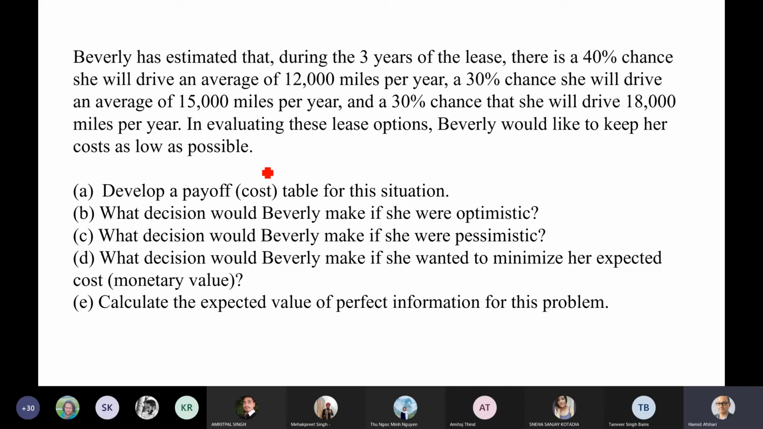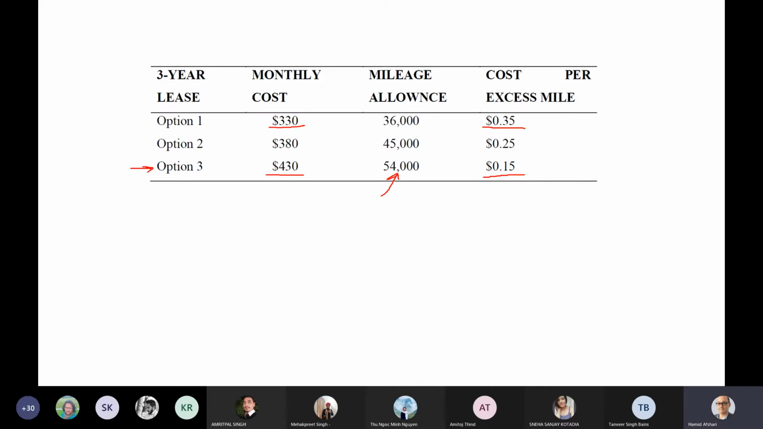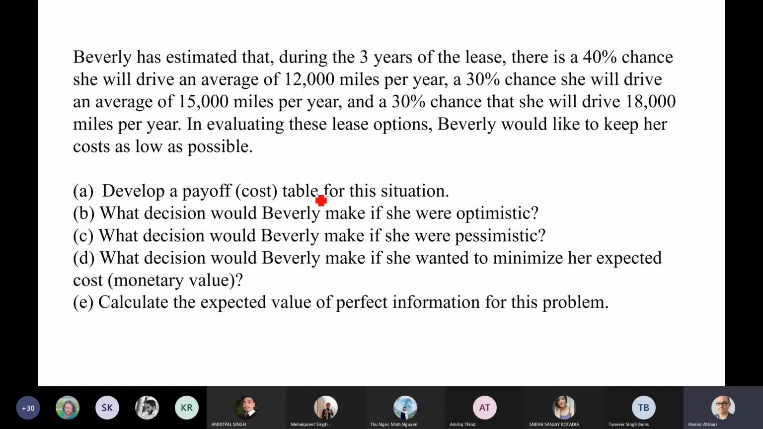Okay, so we should answer a set of questions. Part A: develop a payoff or cost table for this situation. Okay, how should I do that? I should create a decision tree, yeah? That's the first thing. As you can see, I should create a payoff table or decision tree, whatever. Decision table, sorry, decision table for this situation. So what should I do?